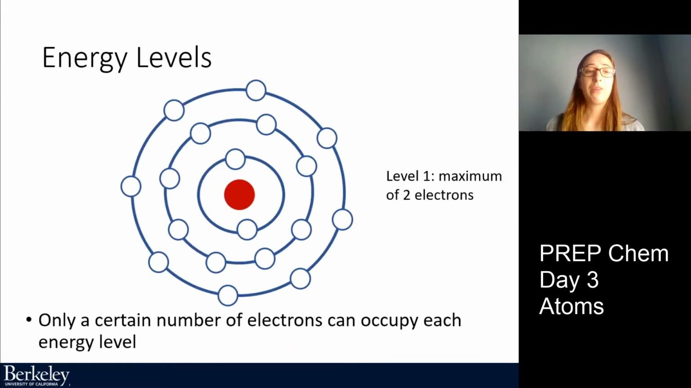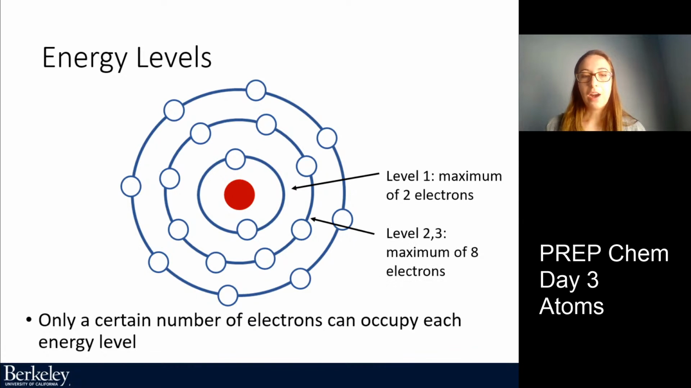So we can now think about where the electrons are in terms of energy levels. The first energy level is defined as the one that's closest to the nucleus. In this energy level, you can only have a maximum of 2 electrons. And then in the outer energy level, such as level 2, you're allowed to have a maximum of 8 electrons that can occupy each energy level. And in level 3, you can also have a maximum of 8 electrons.